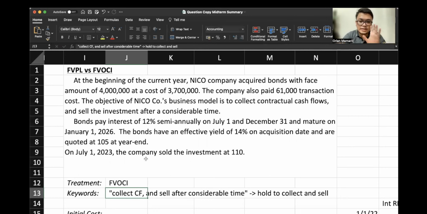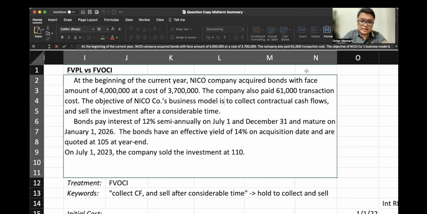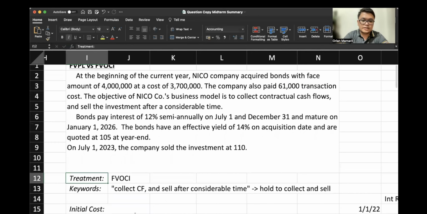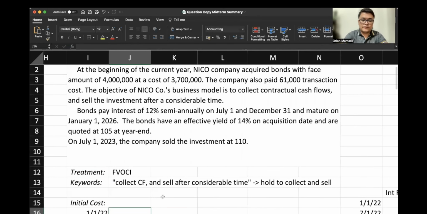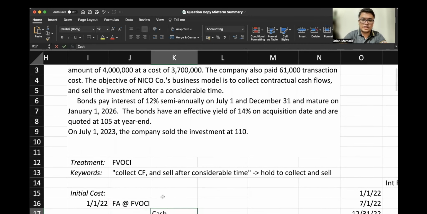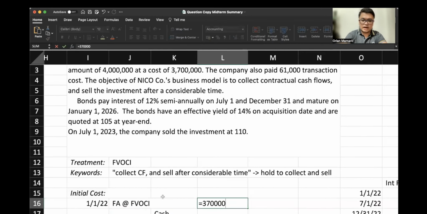And since this is FVOCI, the transaction cost will now be capitalized. So debit financial asset at fair value OCI and credit cash. 3,700,000 is our initial cost, but we also capitalized the 61,000 transaction cost.